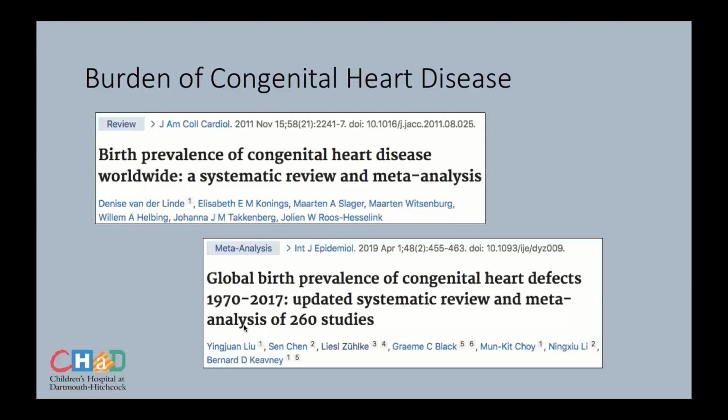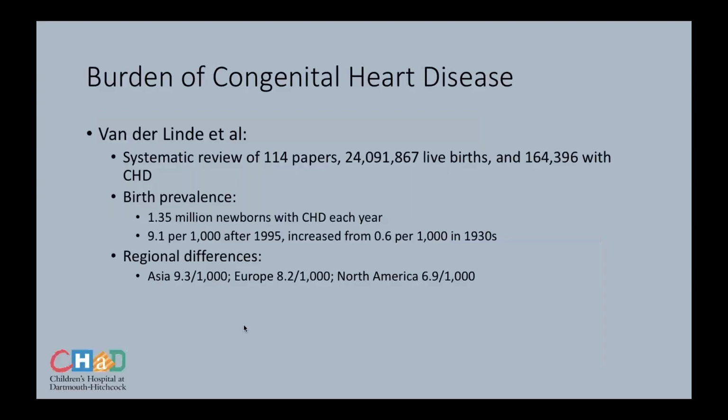And then these two I wanted to pull in as well. These are two of the more recent studies that redid the analysis and looked at what is the true birth prevalence of congenital heart disease. So the first is a paper by Vanderlinde et al., and the second one is by Liu et al., and I'll just briefly review these as well.